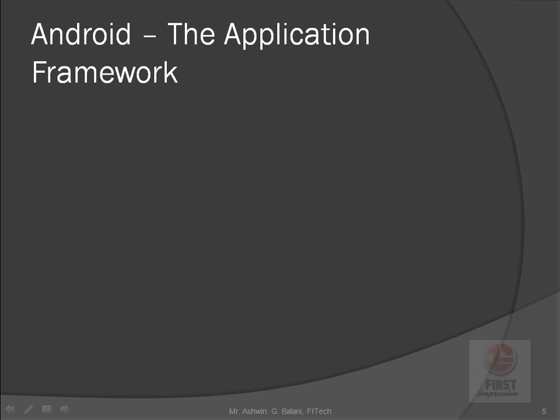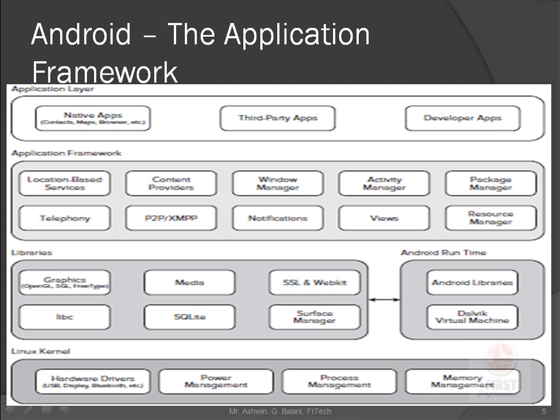Let's understand the application framework of Android. The application framework of Android is divided into four parts, as we can see over here. The first part is the Linux kernel. At the base, we have the Linux kernel. The Linux kernel gives the hardcore access to all the device hardware components via some libraries.